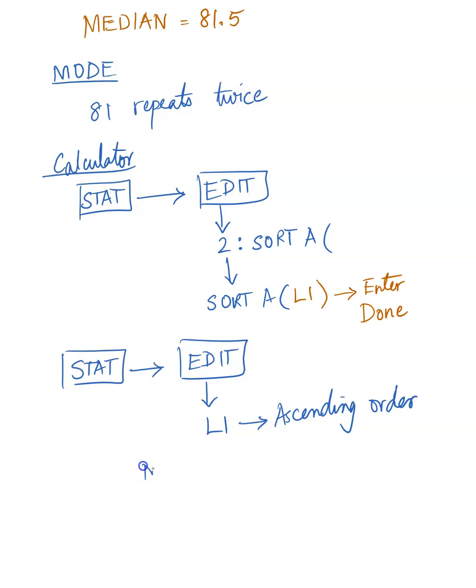Okay. So this is something you have to do manually. The help you get from the calculator is to sort it for you so that any repeating numbers would be lined up right next to each other. All right. So that's your mean, median, and mode coming from your calculator.